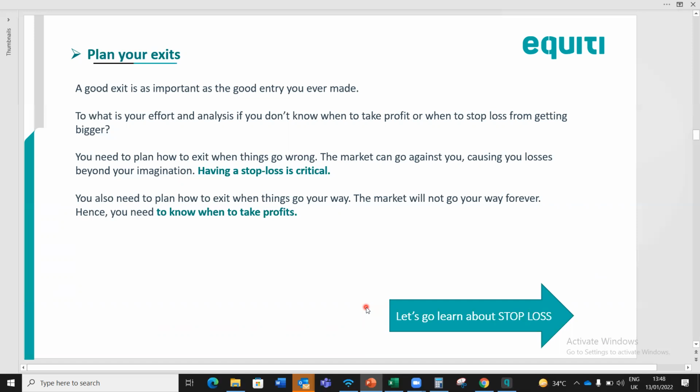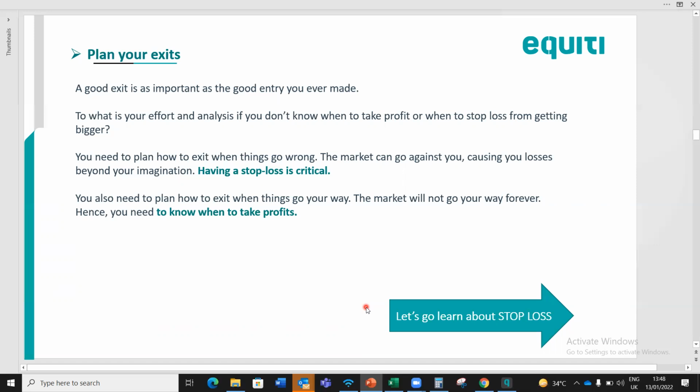The market can go against you, causing you losses beyond your imagination. Having a stop loss is very, very critical. You also need to plan how to exit when things go your way. So not only would you plan how to exit when things go wrong, but you also need to plan how to exit, like I earlier mentioned, when things go your way. The market will not go your way forever, never. Hence, you need to know when to take profits.